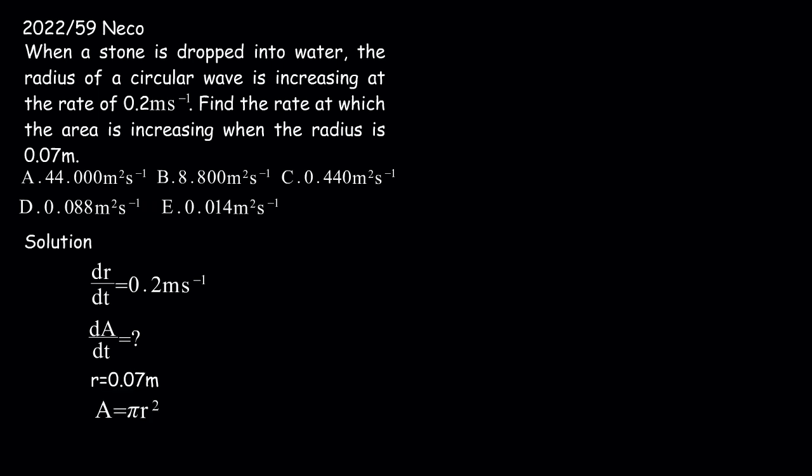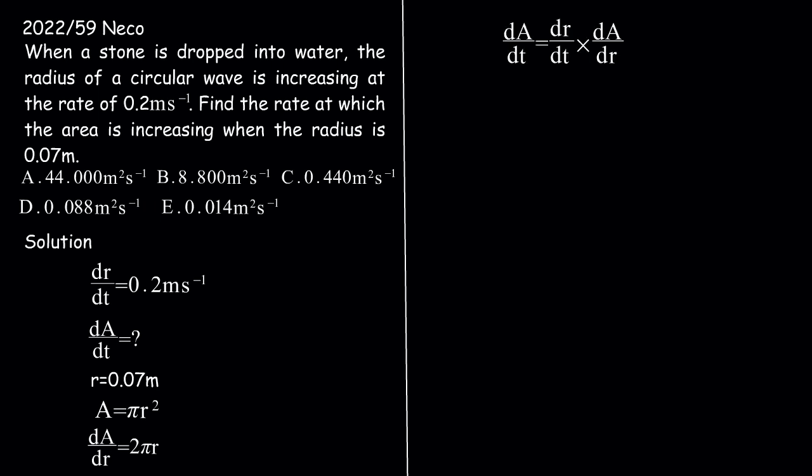First and foremost, the area of a circle, since it's a circular wave, is equal to pi r squared, and our first call of duty is to find dA/dr, which is equal to 2 pi r. From our previous knowledge, dA/dt will be equal to dr/dt times dA/dr. Now we've gotten dr/dt to be 0.2 meter per second, and dA/dr to be 2 pi r. So therefore, substituting for dr/dt and dA/dr, dA/dt will be equal to 0.2, which is dr/dt, times 2 pi r, which is dA/dr.